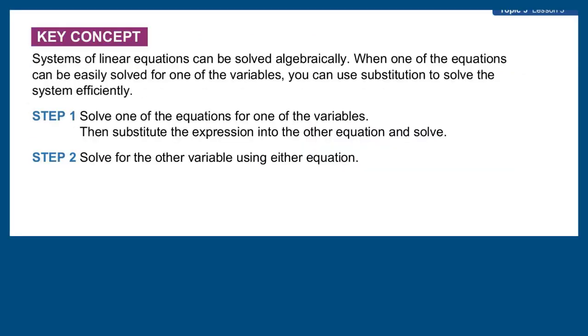All right, here are your key concepts on page 284. Systems of linear equations can be solved algebraically. When one of the equations can be easily solved for one of the variables, you can use substitution to solve the system efficiently. Step 1, solve one of the equations for one of the variables. Then substitute the expression into the other equation and solve. And then once you have one of the variables, you will calculate the secondary.